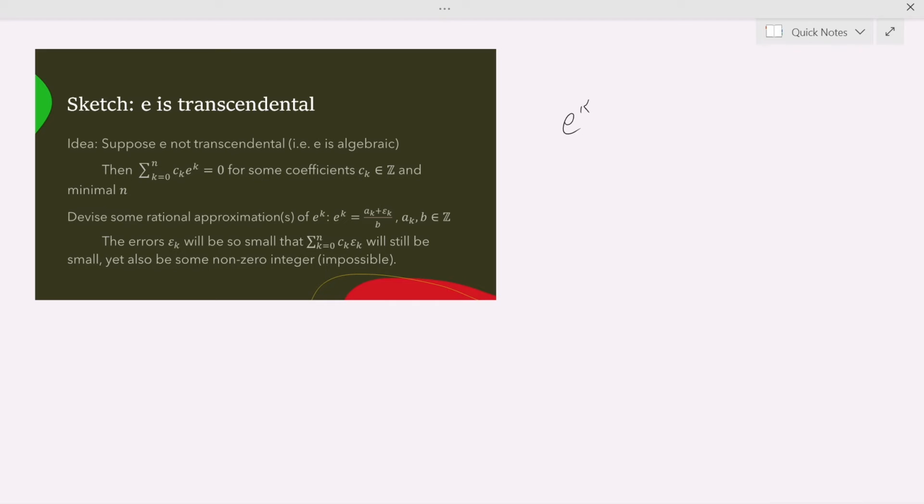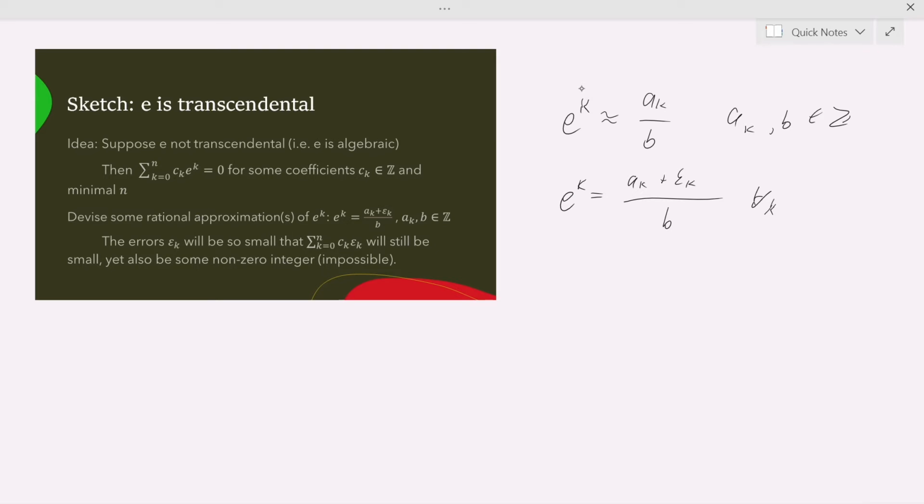So e to the k, we said, is going to be approximately a sub k over b, where a sub k and b are integers. So that's a rational approximation of e to the k. And so e to the k is going to be exactly equal to a sub k plus some error, epsilon sub k, and then all of that over b. And this, by the way, is for all k, and b is independent of k.